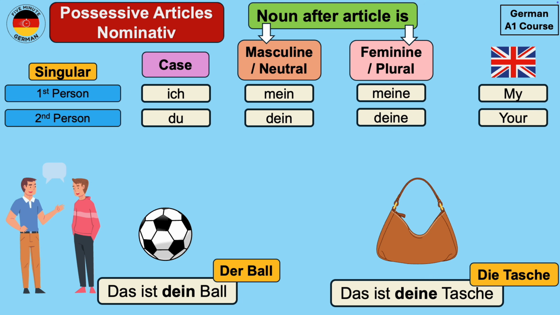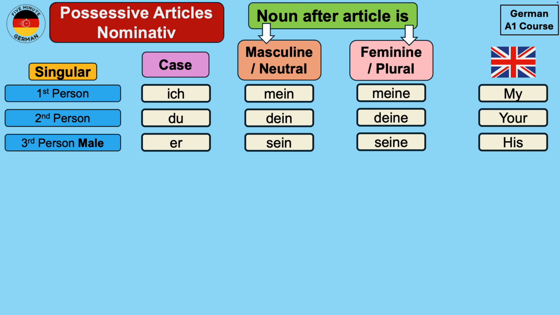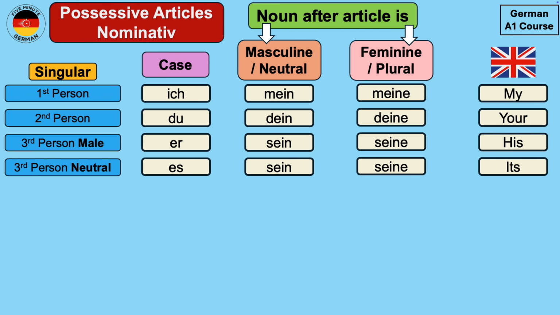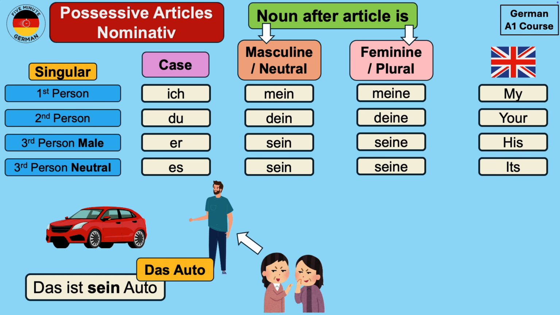That is your bag. Now in case of third person male, which is er, the form will be sein for masculine or neutral and seine for feminine or plural, and this means his. And the forms will be the same when we have third person neutral, which are sein or seine, and this can be translated to its in English. So for example, we can say, das ist sein Auto. That is his car. Now because Auto is das Auto, which is a neutral, that's why we use sein over here.